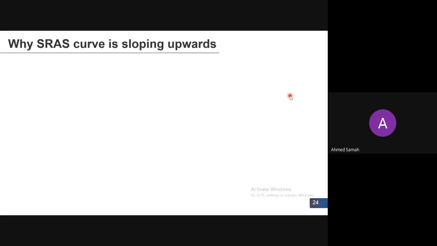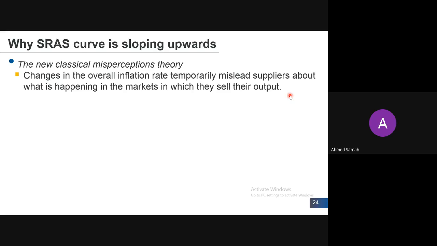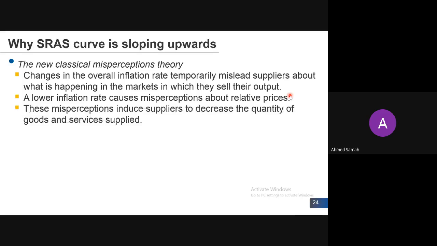Then why does the short-run aggregate supply curve slope upwards? There are three theories. The first one is the new classical misperception theory. The changes in overall inflation rate temporarily mislead suppliers about what is happening in the market in which they sell their output. A lower inflation rate causes misperceptions about relative prices. These misperceptions induce suppliers to decrease the quantity of goods and services supplied.